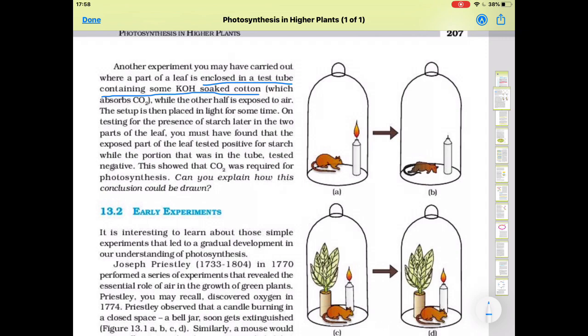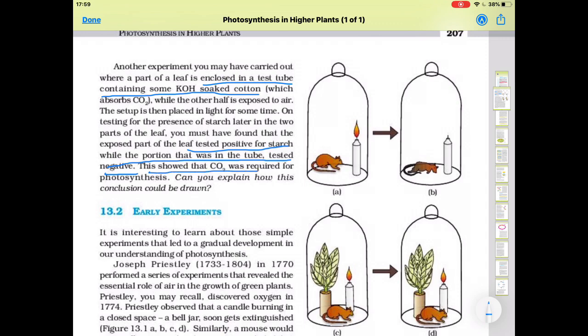So when we set up this whole apparatus outside in the sunlight, on testing for starch later in the two halves of the leaf, we will find that the exposed part of the leaf tested positive for the starch test, while the portion which is inside the tube tested negative. This showed that carbon dioxide was required for photosynthesis.